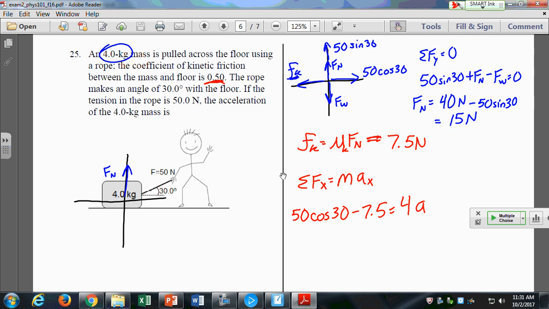I get 9 meters per second. Is that what y'all got? Yeah. So solving that, I get A equals 9 meters per second squared.